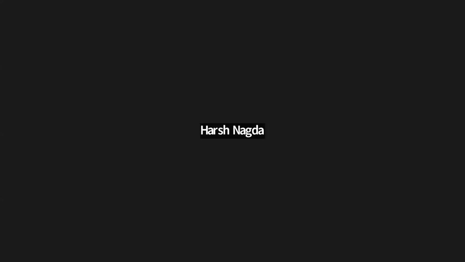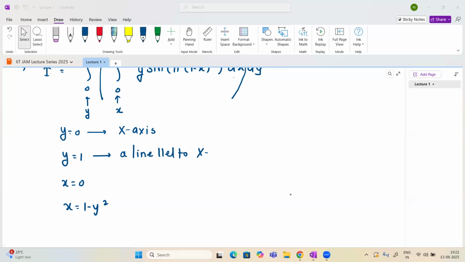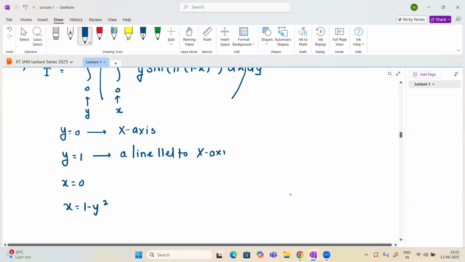I think your screen sharing has stopped, sir. Okay, I will check. I will check. Is it visible now? Yes, yes. Yes, sir. Okay. Yes. A line parallel to x-axis, right?